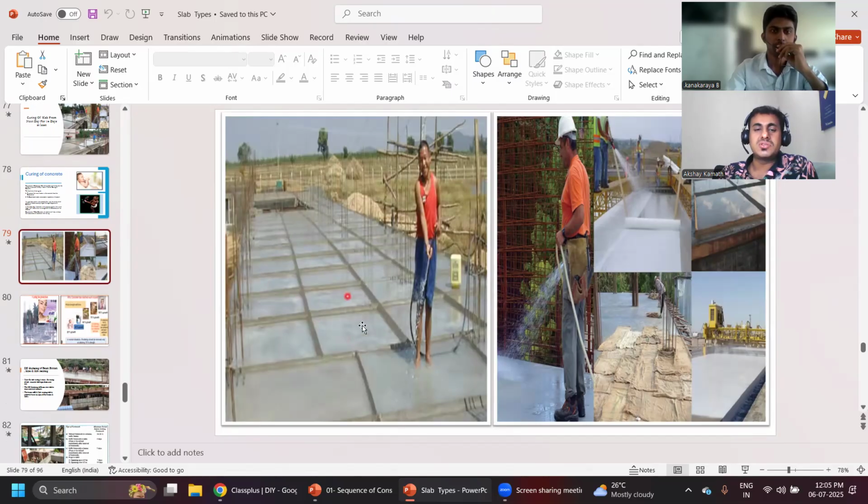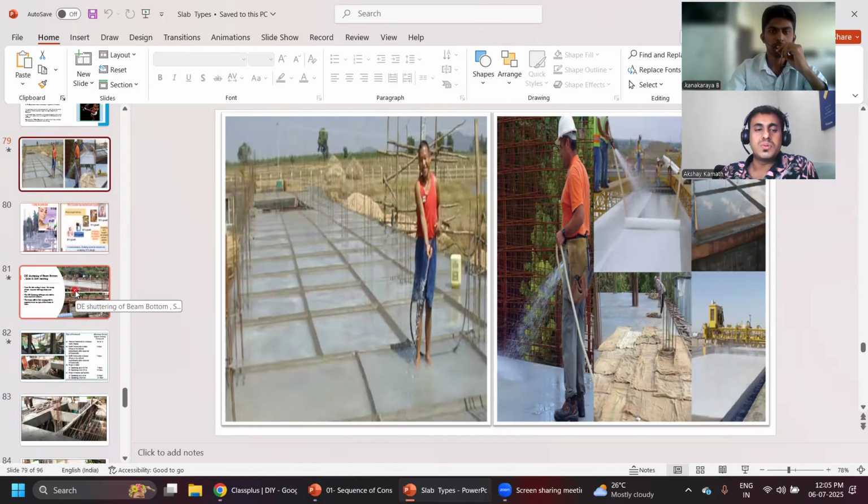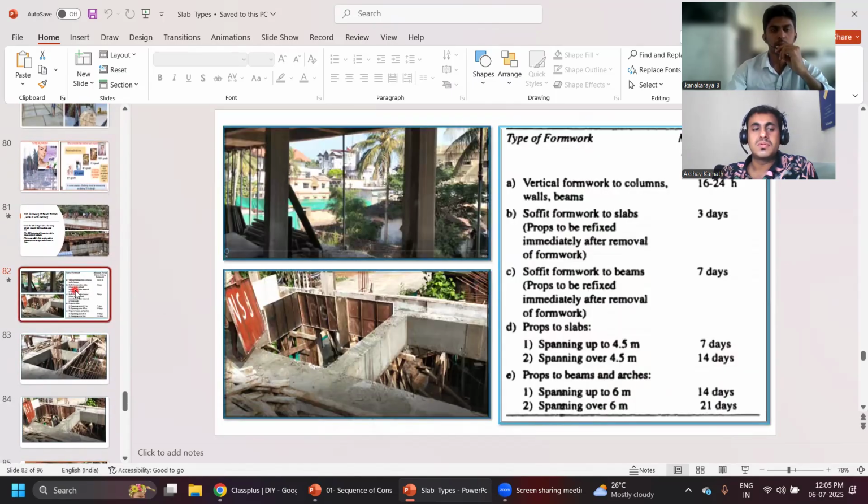Okay, what kind of method is this? Sir, the ponding method of curing, sir. Okay, why should curing be done? Sir, curing should be done to reduce the loss of water from the concrete, sir.